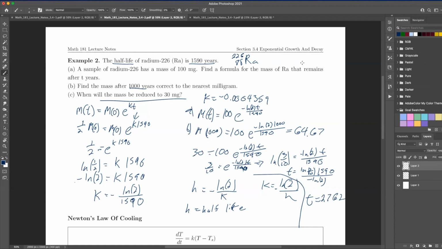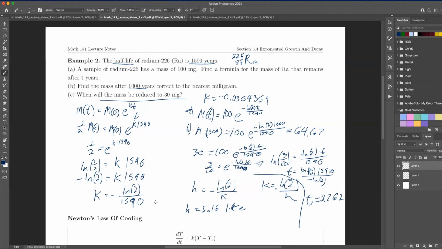And so this is kind of how you run and play with these formulas and how you do the math for this. If you're going to use this equation, if it's growth, it's a positive k. If it's decay, it's a negative k. And you're just going to mess with this same equation, do the same sort of things throughout this chapter.